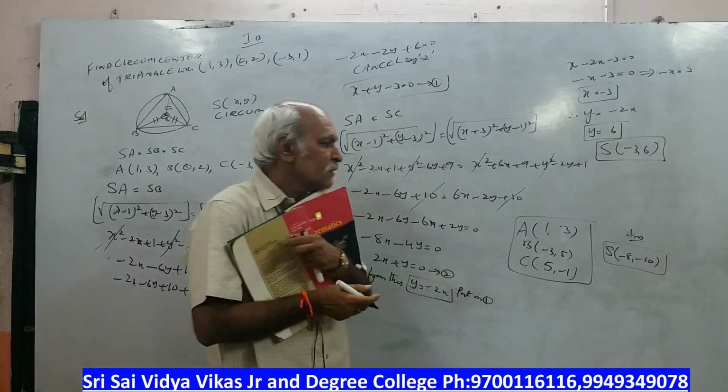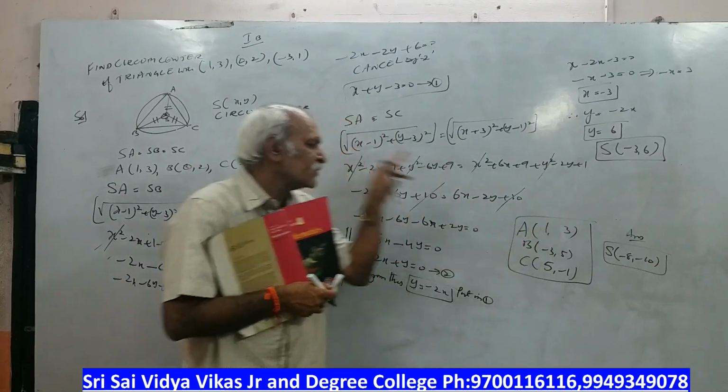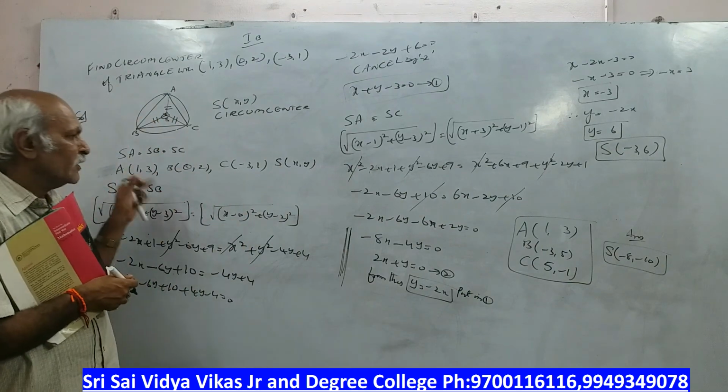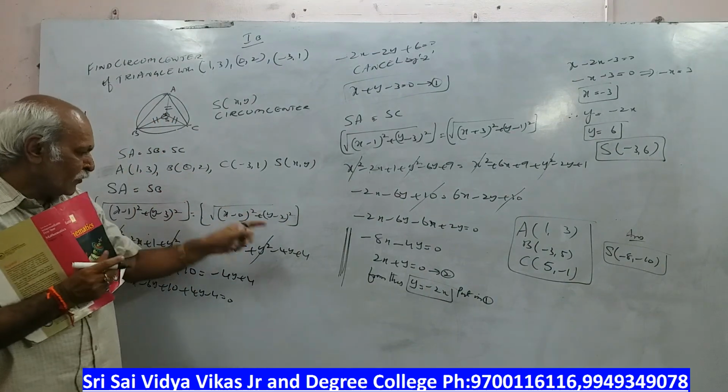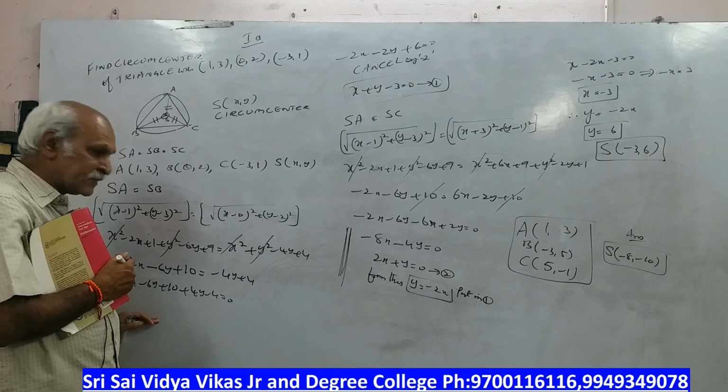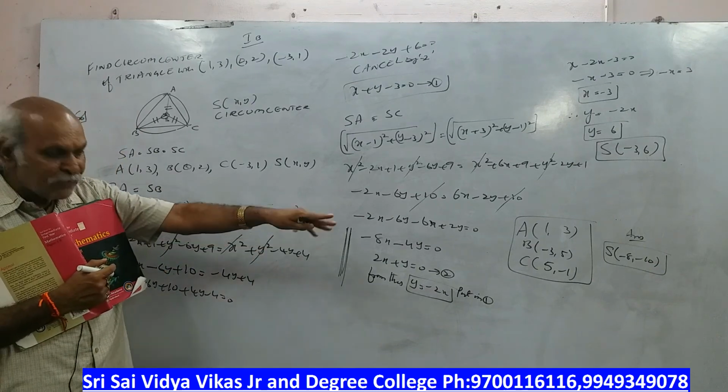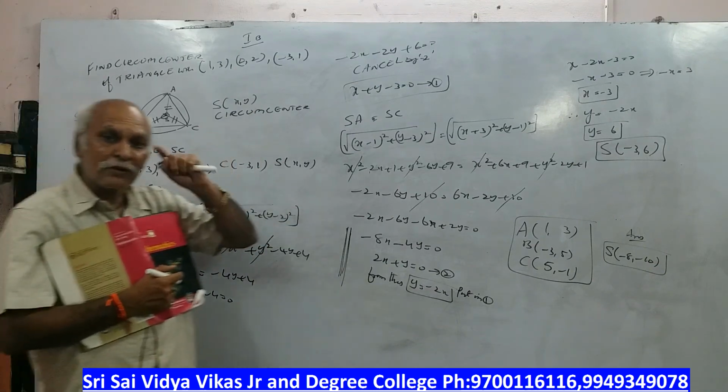Please try, sir. Okay, use the same concept. SA is equal to SB is equal to SC. Then you cancel x square, y square, then you get x and y. Only for this problem like this will come, for other problems it will not come. So you have to use the cross multiplication method.